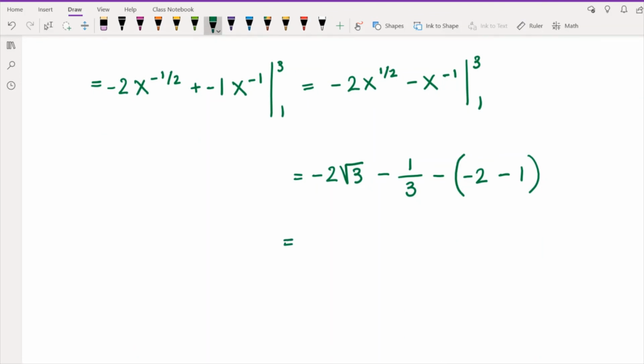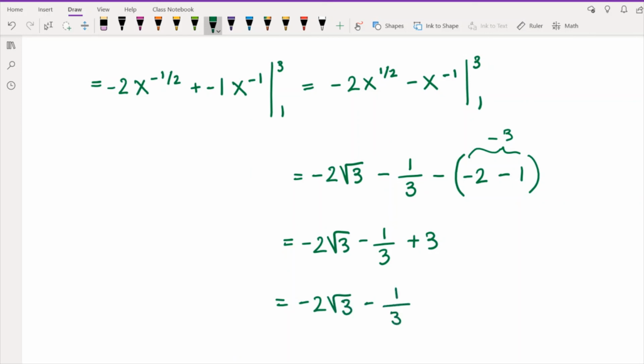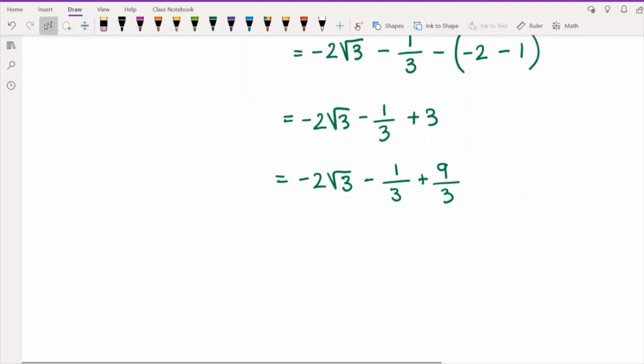So altogether, we get -2 root 3 minus 1/3 plus 2, or actually let's do the stuff in the parentheses first. -2 minus 1 is equal to -3, and so we have plus 3. We can make a common denominator with this -1/3 and this 3, so we have minus 1/3 plus, and 3 we can write as 9 over 3. And so we're left with -2 root 3 plus 8 over 3. And that would be our final answer.